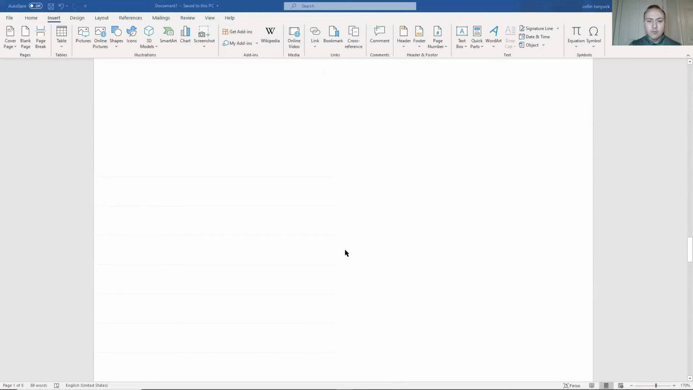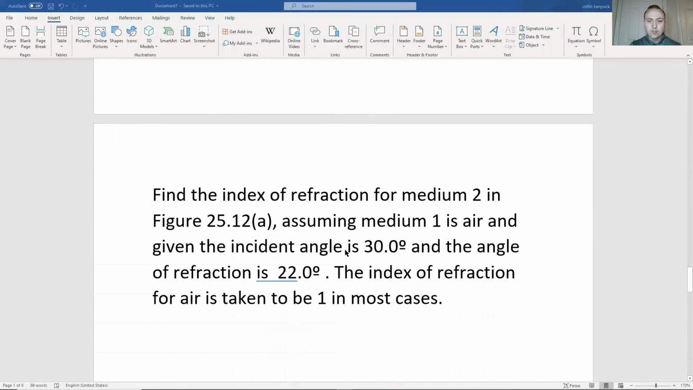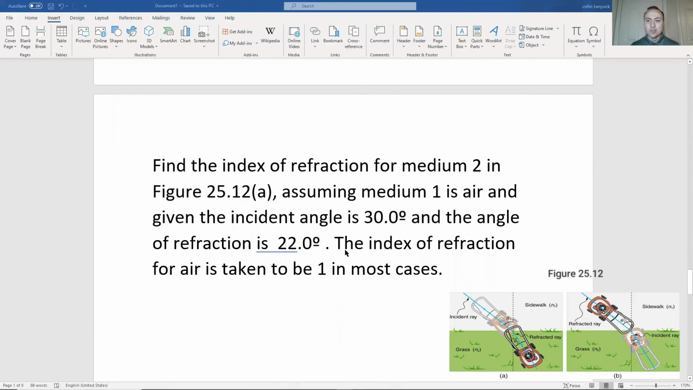One other problem that I would like to do is this one right here. Once again, you can pause it and run through this calculation really quick. Okay, so we're going to find the index of refraction for medium 2, assuming medium 1 is air, and given the incident angle is 30 and the angle of refraction is 22. The index of refraction for air is taken to be 1 in most cases. So here we have our 3 values. We're going to use the equation that we already had.